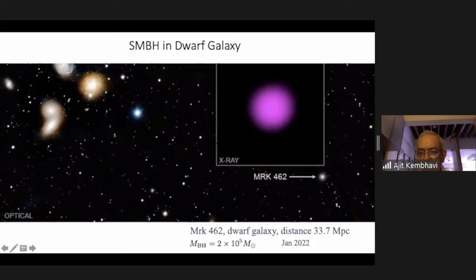So this is actually a dwarf galaxy, Parkerian 462, at a distance of 33 megaparsec. And it turns out that it has got a black hole in it of 2 into 10 to the 5 solar masses. Right? So you see that the range of supermassive black holes is about 10 to the 5 to 10 to the 9, 10 to the 10 solar masses. So here you have got something which is right at the bottom of the range, okay, 10 to the 5 solar masses.